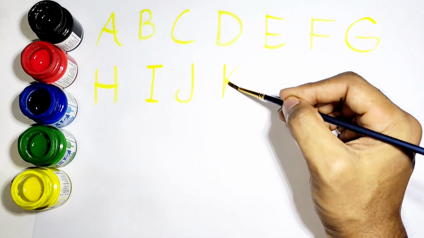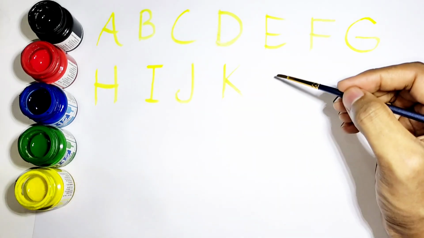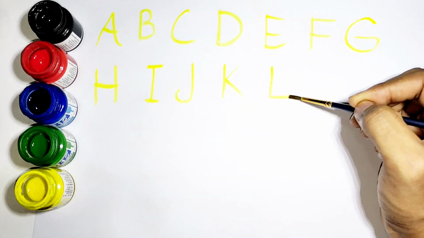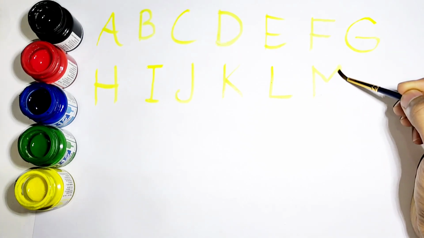Now we draw K. The next one is L. And now we draw M. M for moon, M for mango.